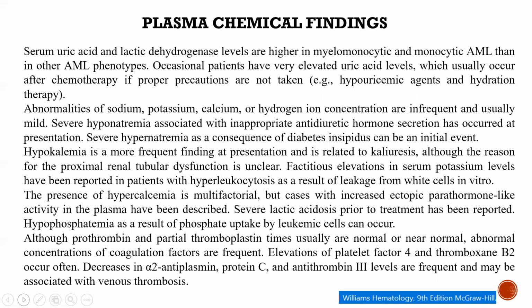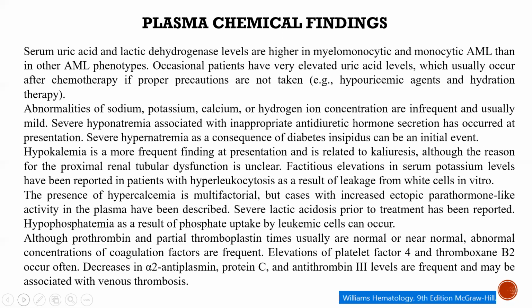Hypokalemia is a more frequent finding at presentation and is related to cholestasis, although the reason for the proximal renal tubular dysfunction is unclear. Factitious elevation in the serum potassium level has been reported in patients with hyperleukocytosis as a result of leakage from white cells in vitro. The presence of hypercalcemia is multifactorial, but cases with increased ectopic parathyroid-like activity in the plasma have been described. Severe lactic acidosis prior to treatment has been reported. Hypophosphatemia as a result of phosphate uptake by leukemic cells can occur.